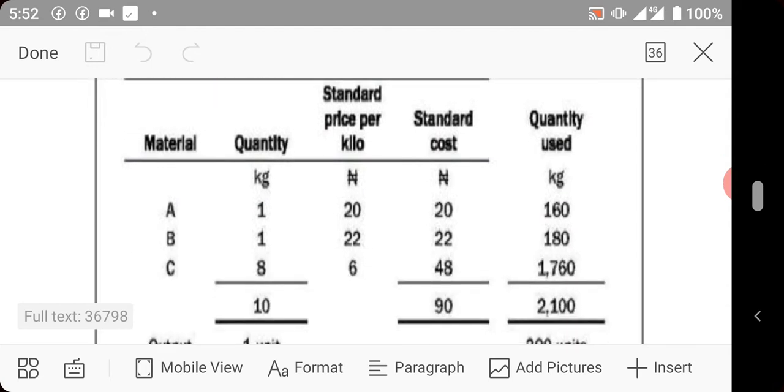So for product A, B, C, the standard quantity per unit is 1, 1, 8. For material C, it is 8. For material B, it is 1. For material A, it is 1. The standard prices are 20, 22, 6. The standard costs are 1 times 20 will give you 20. 1 times 22 will give you 22.